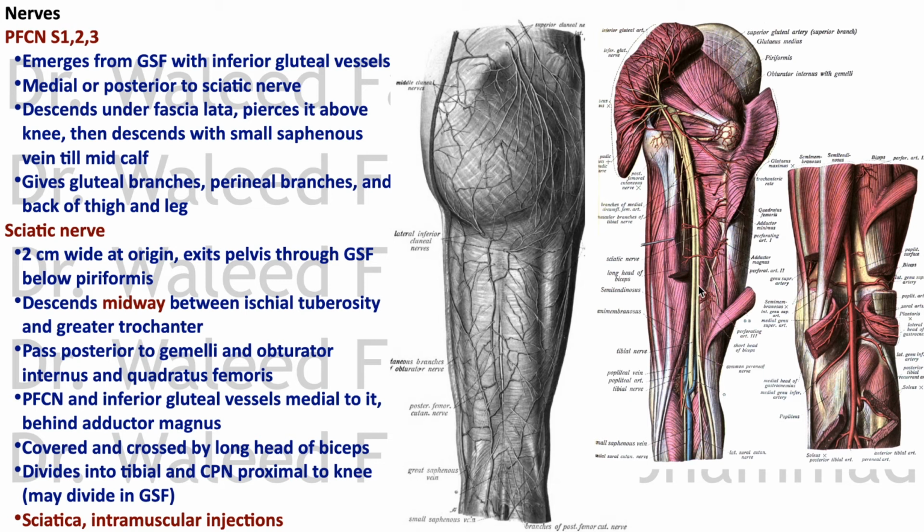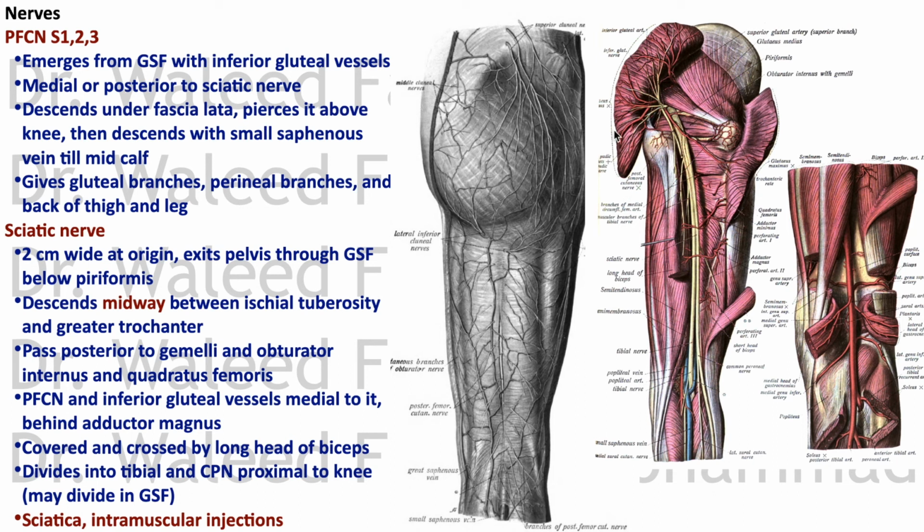It's 2 centimeters wide and descends midway between the ischial tuberosity and the greater trochanter, passes posterior to the gemelli, obturator internus and the quadratus femoris muscles, with the inferior gluteal vessels medial to it, and behind, they are both behind the adductor magnus, covered and crossed by the long head of biceps, as we discussed earlier, and divides into tibial and common peroneal proximal to the knee.